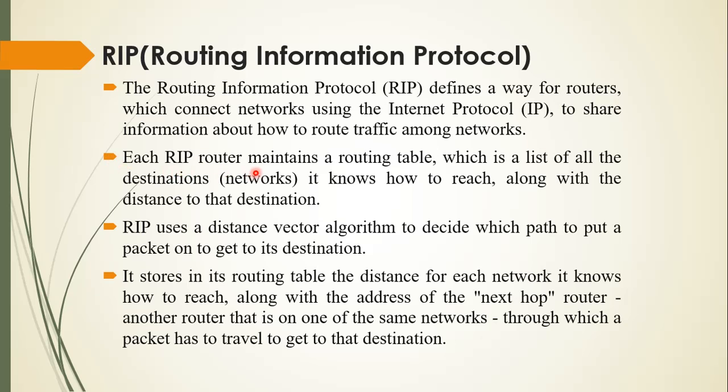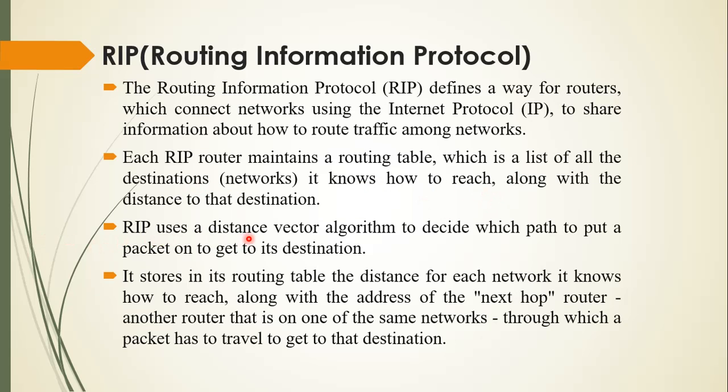Each RIP router maintains a routing table, which is the list of all the destinations it knows how to reach, along with the distance to those destinations. Suppose from A to B we send a packet, then A is the source and B is the destination, and between them there is a distance. So in the routing table we have a list of all destinations with the distance.